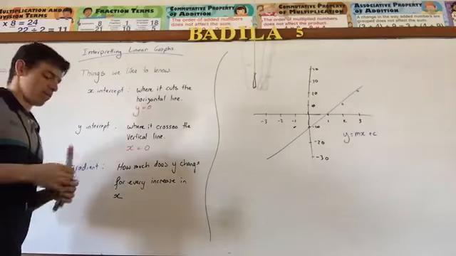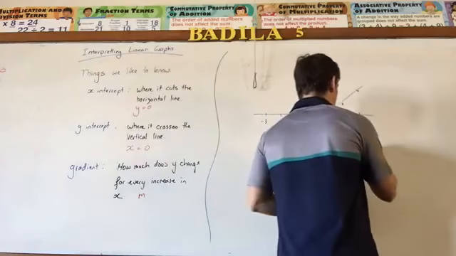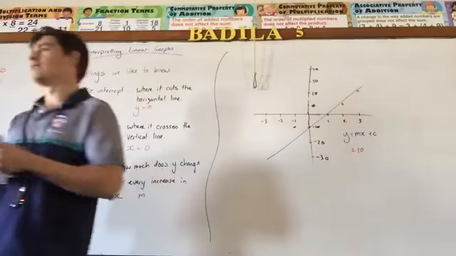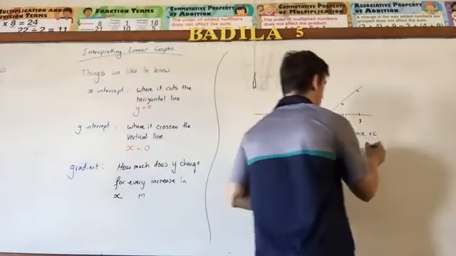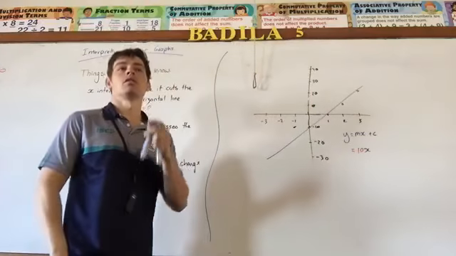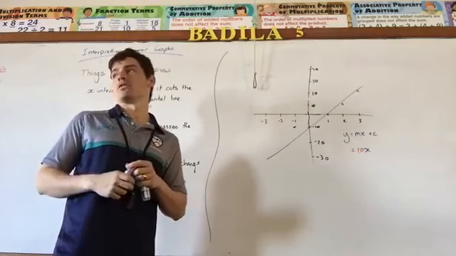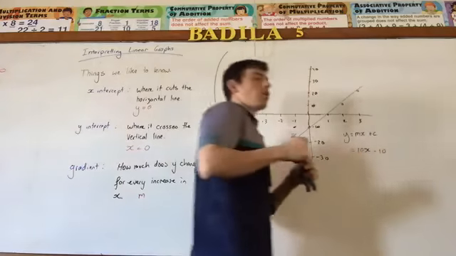I've got a really bad memory. Okay. The gradient of that line is 10, and we're going to talk about how we calculate gradient later. 10x plus c. What's my c value? Minus 10. Very good. Now what did I want to know?